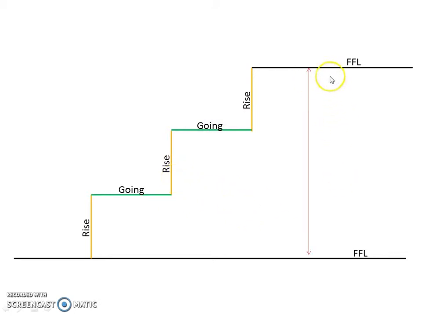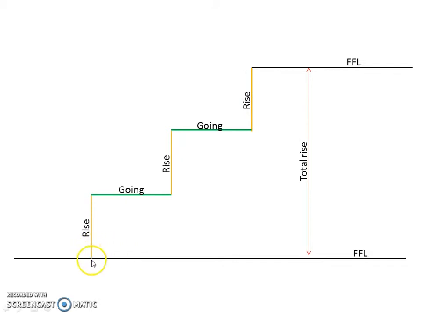So if we measure from finished floor level to finished floor level, that gives us a total rise. Now, for the sake of clarity, you'll hear me refer to these as individual rises. That's not a trade name, that's just simply a word that I'm going to use for the sake of this video, so that when I say rise, you know whether I'm talking about an individual rise like this or the total rise. So I'll be using the phrase individual rise just for the sake of clarity.